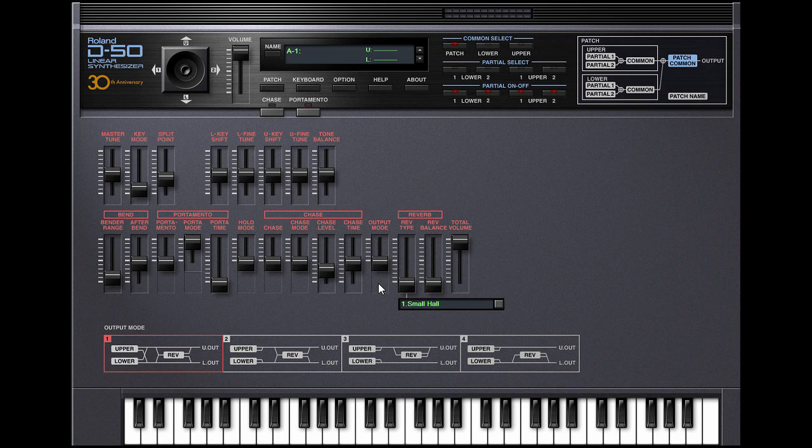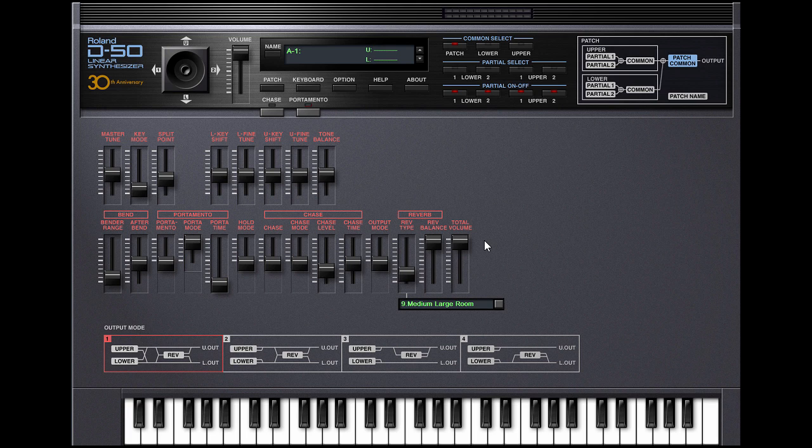Output mode lets you select from 4 stereo options for the sound output. So if you want only the lower tone in the left channel or the reverb, this is the way to get it. Let me test some output options. Let me put a little bit of reverb. Again, as you can see, we can select whether upper or lower tones are designated to reverb. And this creates quite a stereo effect.